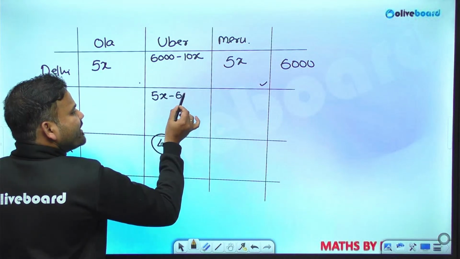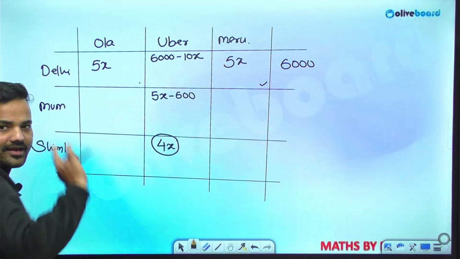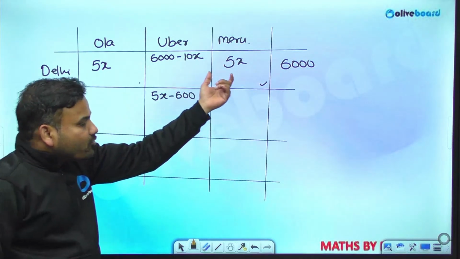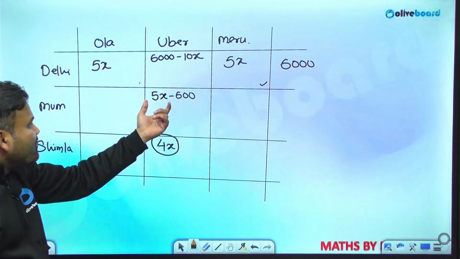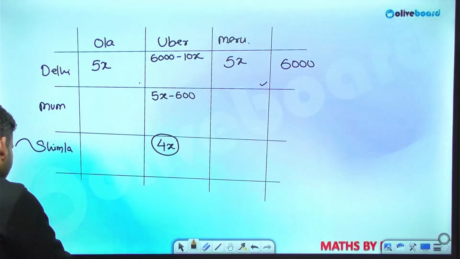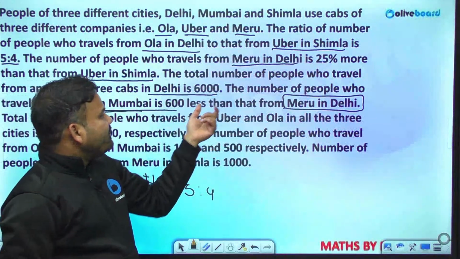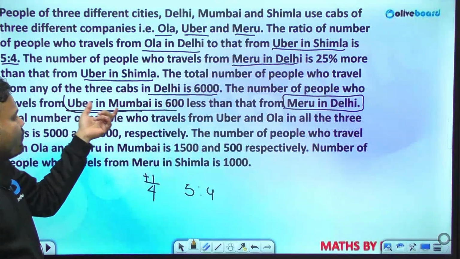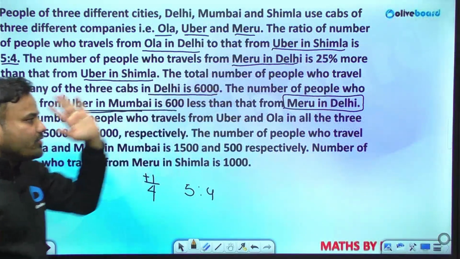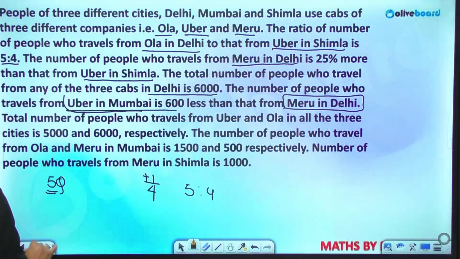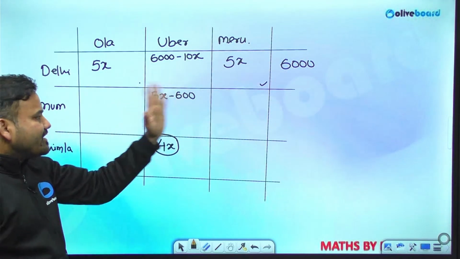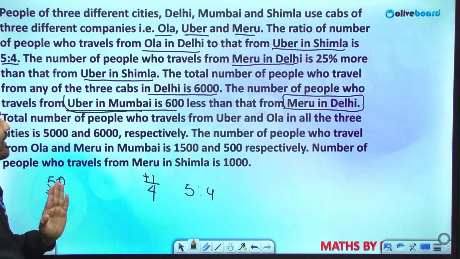So 5x minus 600. Again, as compared to Meru Delhi, Uber Mumbai is 600 less. Clear? As compared, the number of people traveling in Uber Mumbai is 600 less than Meru Delhi. ठीक है, अगली लाइन देखते हैं भाई क्या कह रहा है.